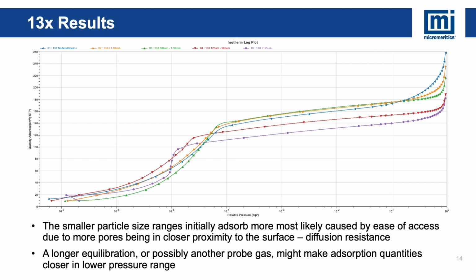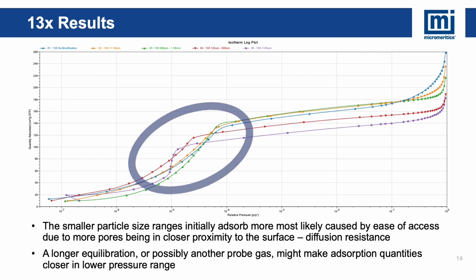One area of interest shows the two smaller ranges become saturated before the larger ranges. This is due to the nitrogen molecules having easier access to the micropores. A longer equilibration time or possibly changing the analysis gas for the larger particle size ranges could cause additional gas to adsorb in the lower range, causing the isotherms to shift and the overlays to be closer.